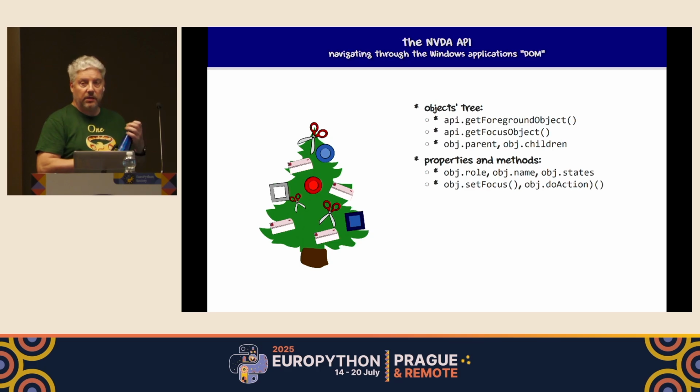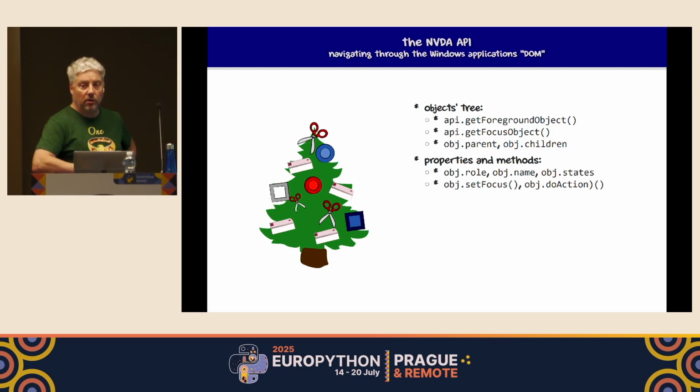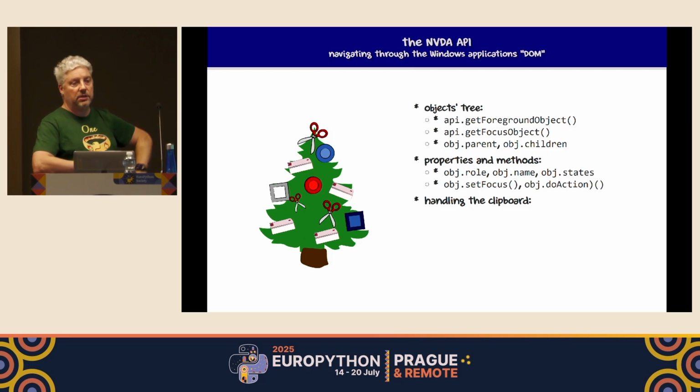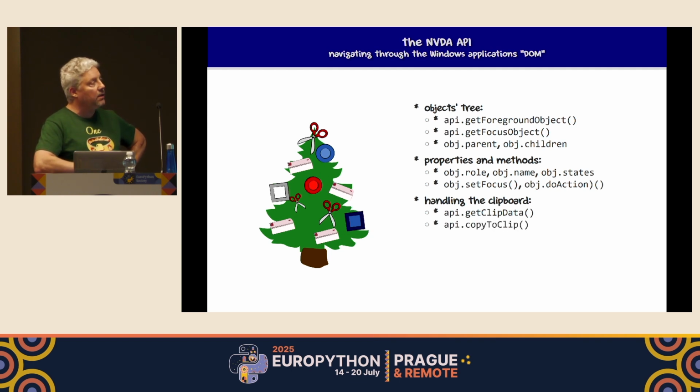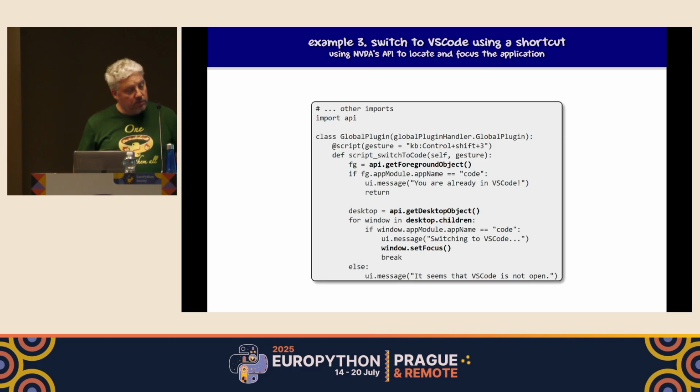So with this, you can imagine that you can also automate your own scripts to perform actions in native applications, not only in a web page, but also in specific applications of Windows. And we can also handle the clipboard. We can do many other things, but I will use this example because I will show an example of how to use this for our script. We have getClipData and copyToClip, so we can get and set the clipboard. In this case, switch to Visual Studio Code with a key.